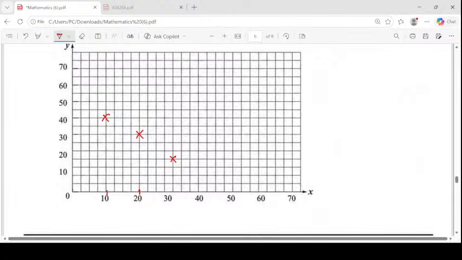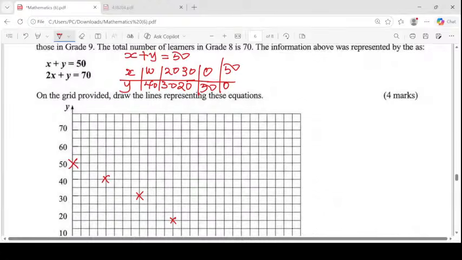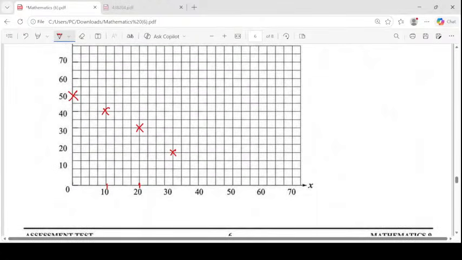Let me get another point. One of the main points is when x is 0, y is 50. And when y is 0, x is 50. So we have this point 0, 50 here, and 50, 0. The reason I've done it like this is because I've seen this point I've not plotted well.